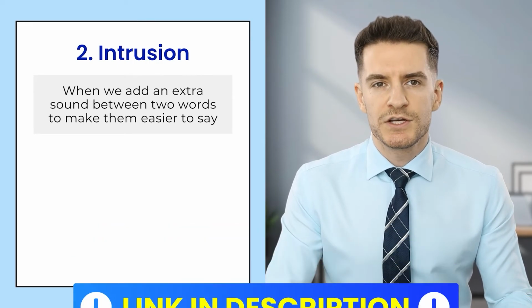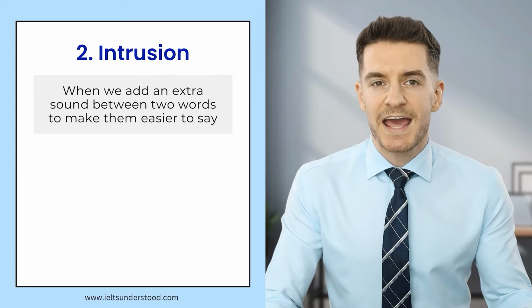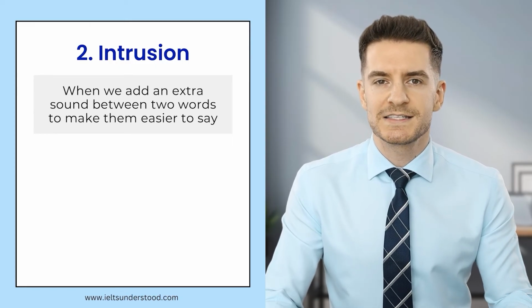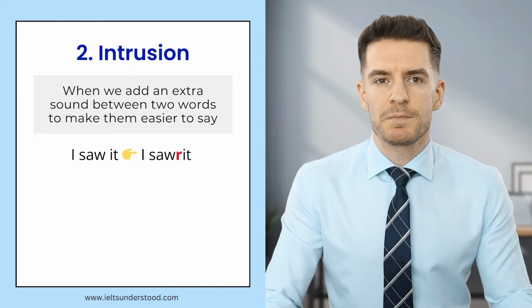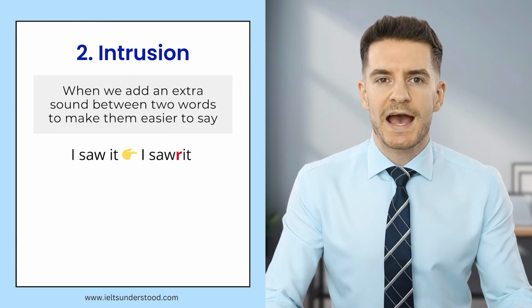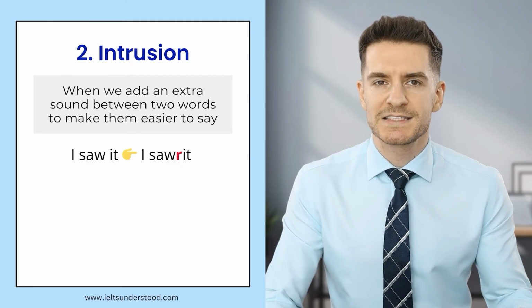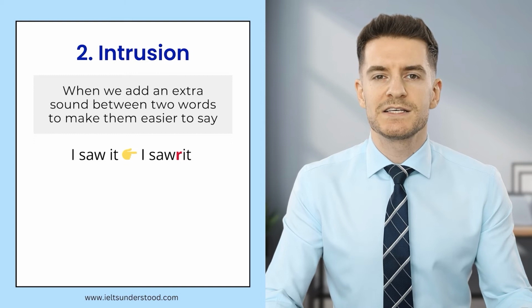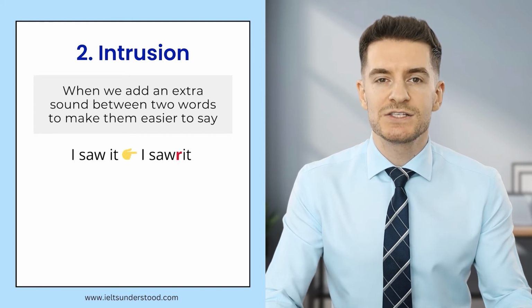Okay, so intrusion is when we add an extra sound between two words to make them easier to say. So look at this example. We don't say I saw it. No, we add that R sound. I saw it. I saw it. This makes it much easier to say.